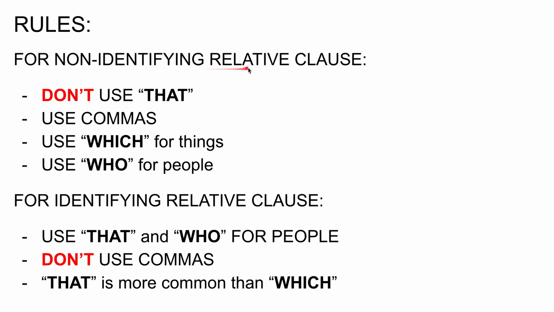So let me do a quick review of the rules. For non-identifying relative clauses, don't use that. Use commas. Use which for things. Use who for people. For identifying relative clauses, use that and who for people. Don't use commas. And that is more common than which. It doesn't mean that you can't use which. It just means that that is more common.